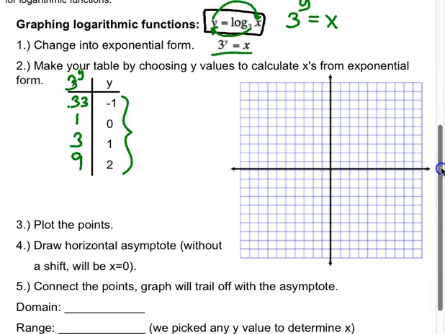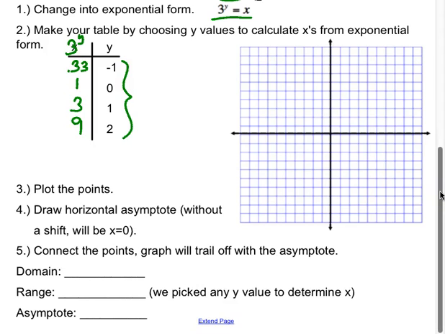And now I'm going to go and draw these. Looking at this, I have an x value of 0.33, -1. So that's going to put me right there. Then 1, 0, 3, 1, and 9, 2. All right, so there are the points that I have.